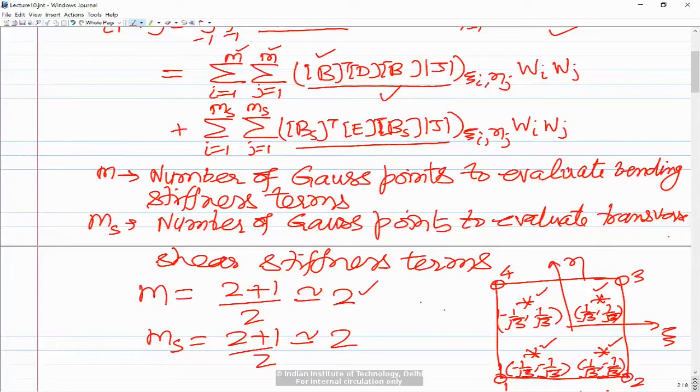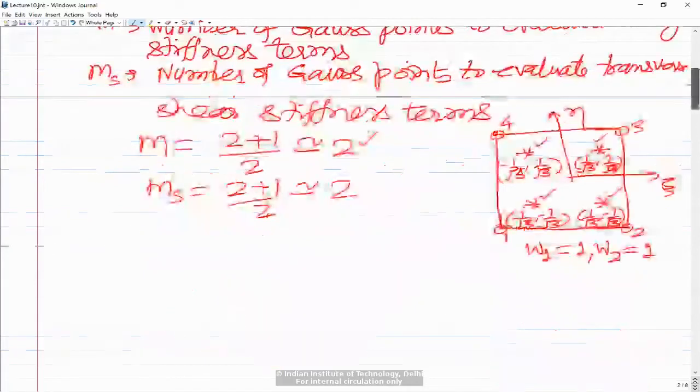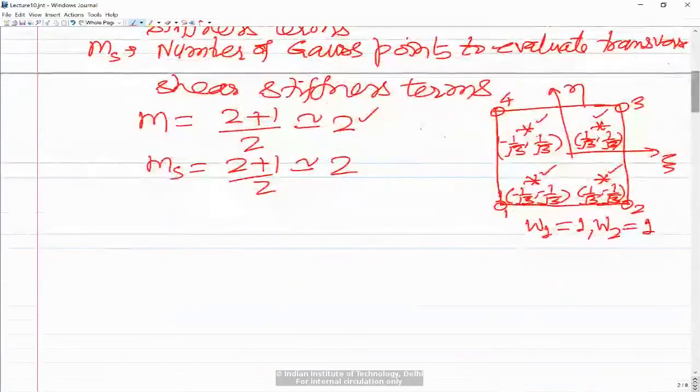So that is why we are using the same number. Even if, let us say, the power of xi is more and eta is less, even then we use the number of points which is equal to the highest of the two. So we use the same number of Gauss points along xi and eta directions. So yeah, this is numerical integration.